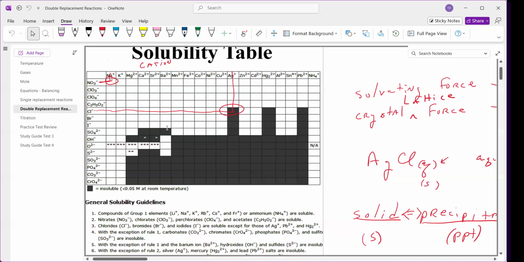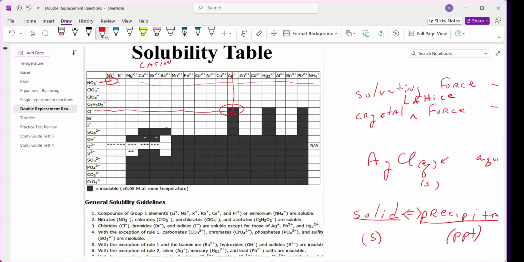Notice a couple things. No matter what you add to nitrate, it's white all the way across. That means nitrates are always soluble. Always soluble. Acetate, same thing, white all the way across. Vertically, sodium, potassium, white all the way down. Those are also always soluble.